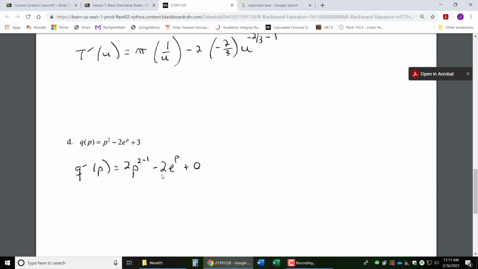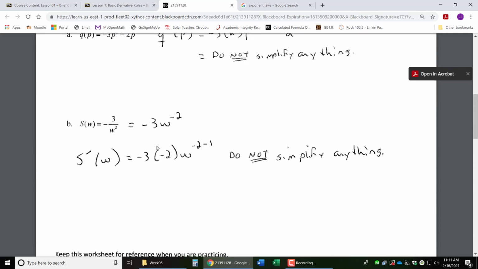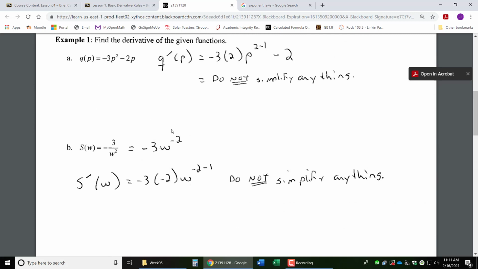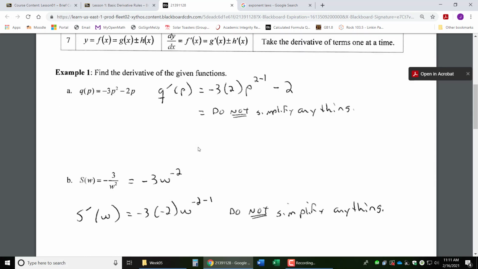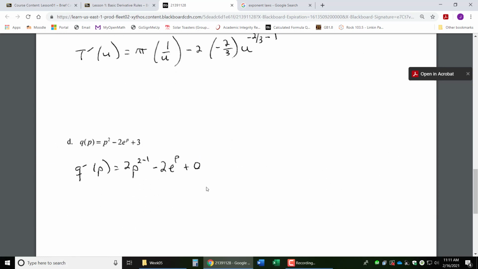Minus 2 is the coefficient. Coefficient is always there. And then e to the just plain variable. Again, we'll get to more complicated e to the x squared. That'll be a chain rule that we'll look at in the future. But e to just the variable, nothing changes. That is just it. And then finally, the last one, the derivative of a constant, 0.